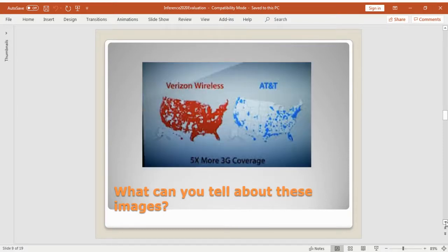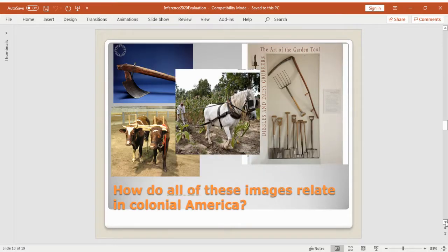Let's try another example. Let's look at these 2 maps of the United States. Above one map, it says Verizon Wireless, and above the other, it says AT&T. What inference can you make based upon the colors we see in this map? I'm going to give you a minute to think. If you said that Verizon is more used than AT&T, very good job. You are correct.